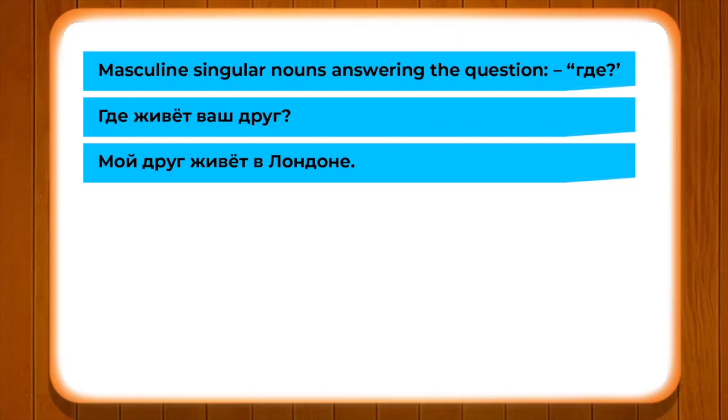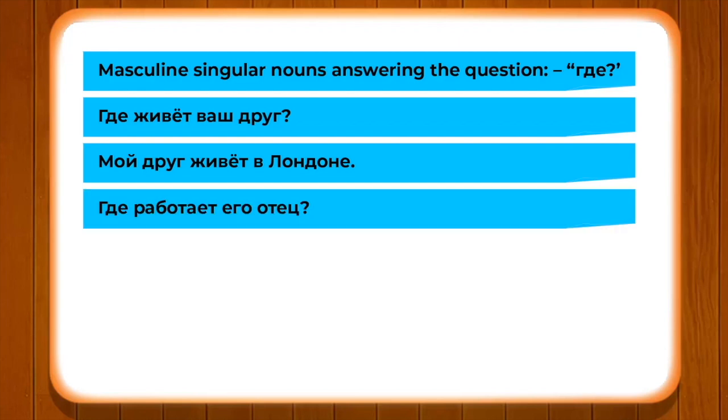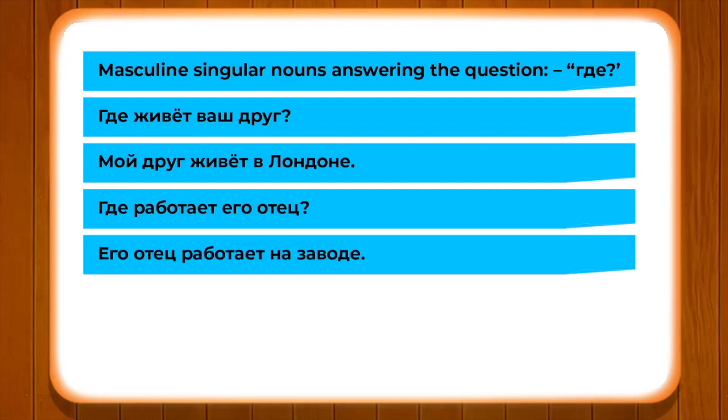system. Then you have the question: Где работает его отец? Его отец работает на заводе. So here we are using the preposition на for на заводе, at the factory. Where does his father work? His father works at the factory or at the plant. You can change it like that.